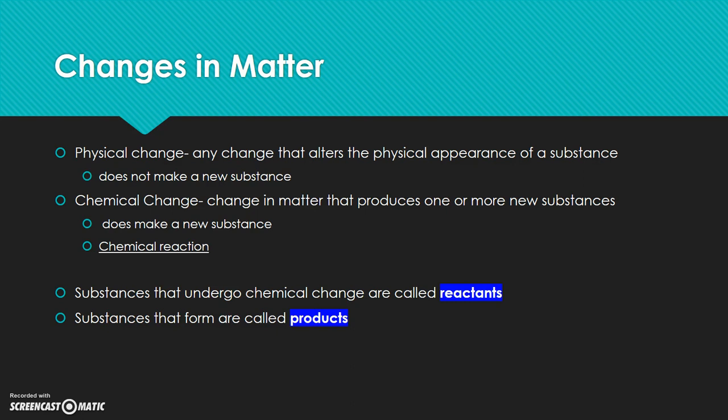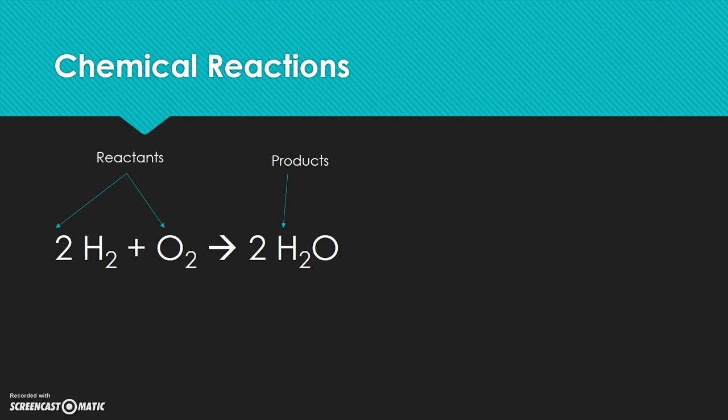Ice is still water. So then we have a chemical change, which is a change in matter that produces one or more new substances. So in this case, it does make a new substance. And we call those chemical reactions. So substances that undergo chemical change are called the reactants. Substances that form are called the products.